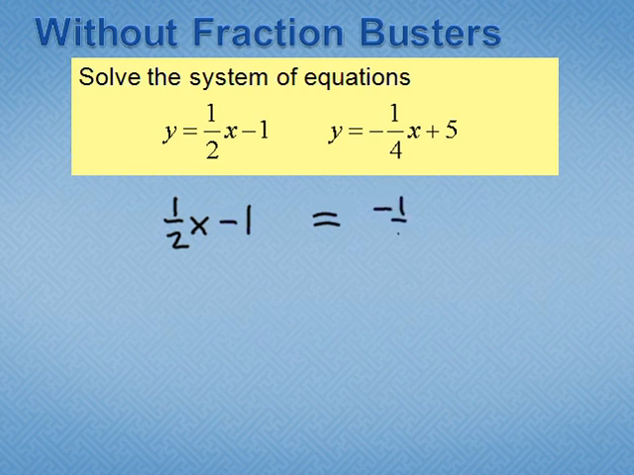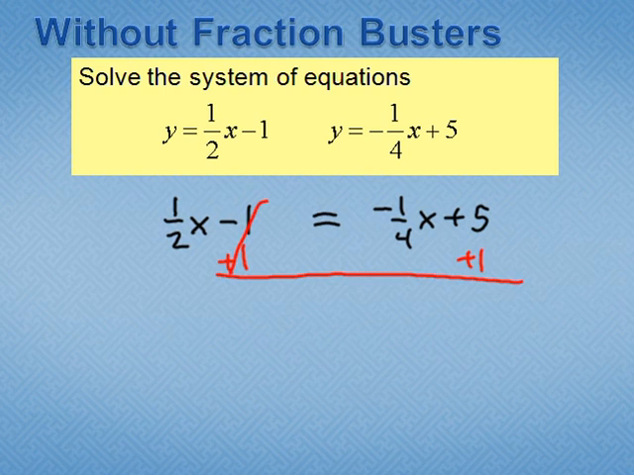Negative a fourth x plus 5. Now with this technique, you just solve as normal from the very first part. So we need to move the numbers to the right-hand side. So let's add 1 to both sides of the equation. These guys cancel out. 5 plus 1 is 6.